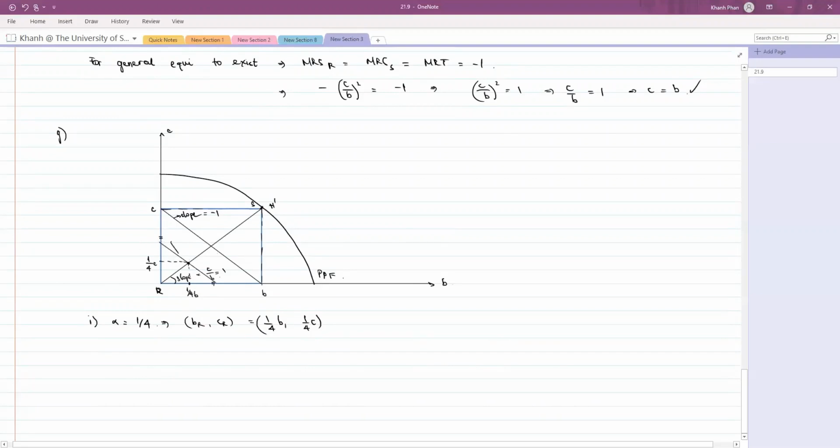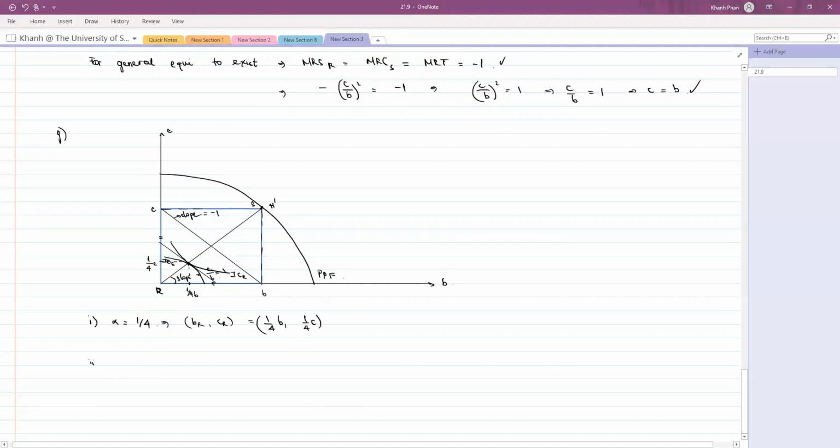And so if I draw the two indifference curves like this, this is the indifference curve for Recharge, and this is the indifference curve for Self, and they are tangent at this point with the slope of -1. And so therefore we are achieving the general equilibrium condition. So this is the Walrasian equilibrium.